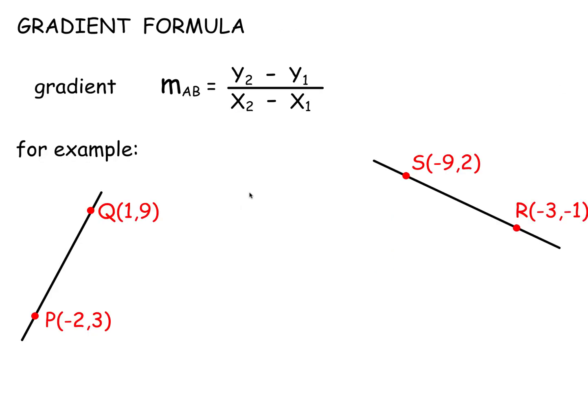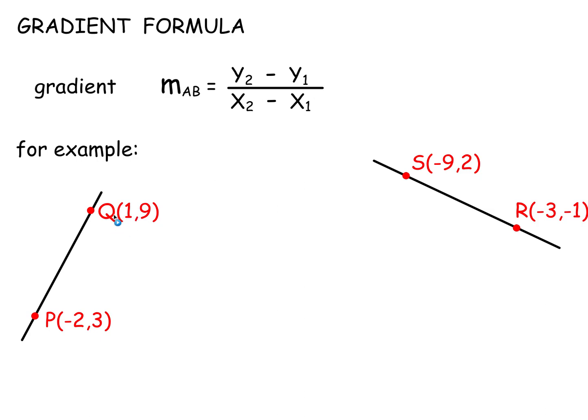So, as an example, here's the line PQ. To get from P to Q, vertically I must go from y coordinate 3 to y coordinate 9. That's a difference of 6. I must rise 6. For the x-coordinates, I must go from x-coordinate being -2 to x-coordinate being 1. That's a difference of 3. So the vertical rise was 6, the difference in the y-coordinates, and the horizontal distance was 3, the difference in the x-coordinates. That's all this formula is expressing, difference in y-coordinates over difference in x-coordinates.